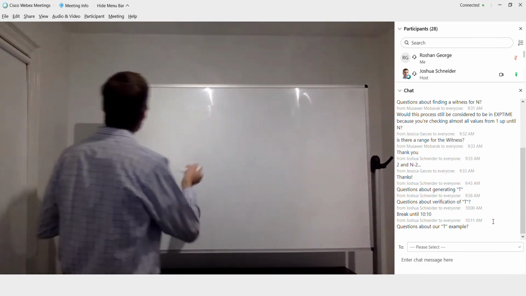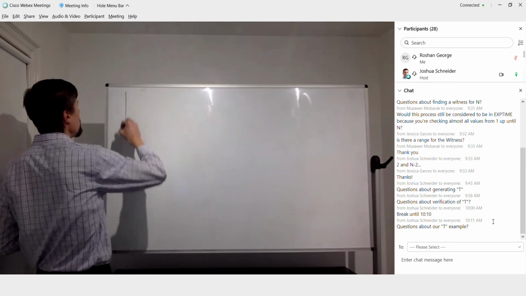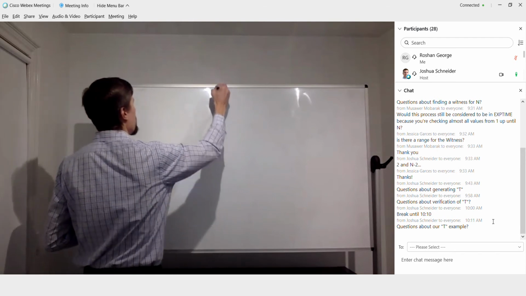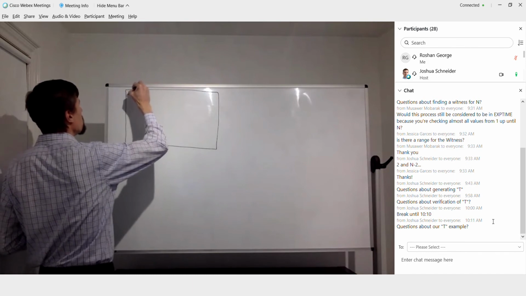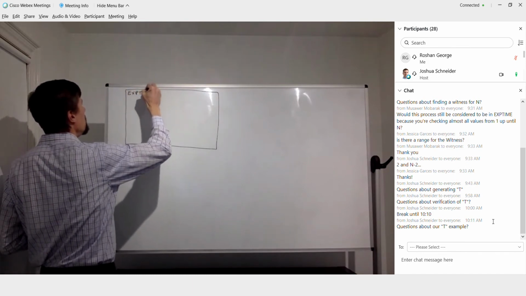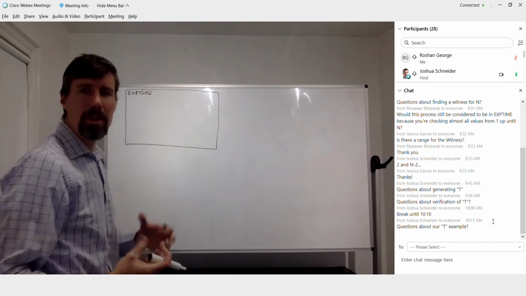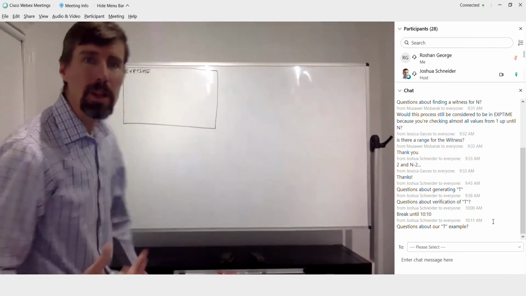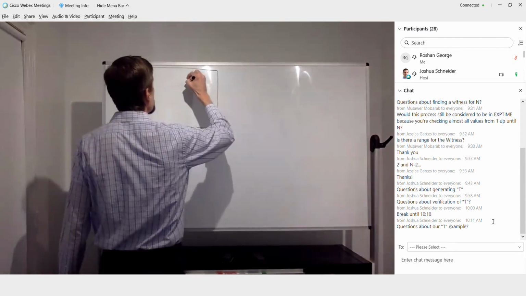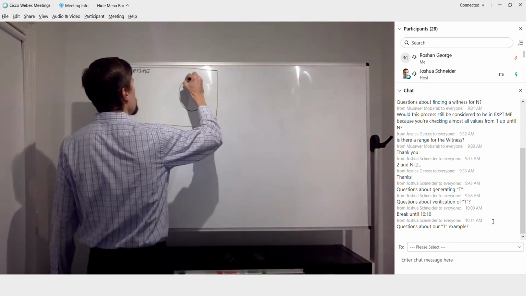So here's the context of all this. We'll draw our box of problems. The box of problems can all be brute forced, so they're all EXP time. The ones that we can solve relatively quickly are our polynomial problems. So here's our P group.